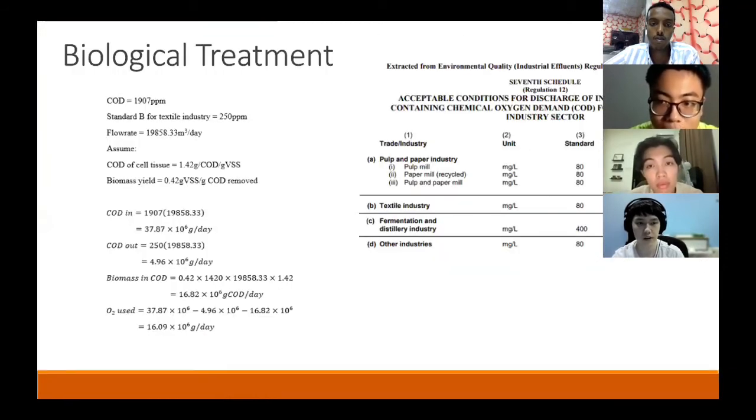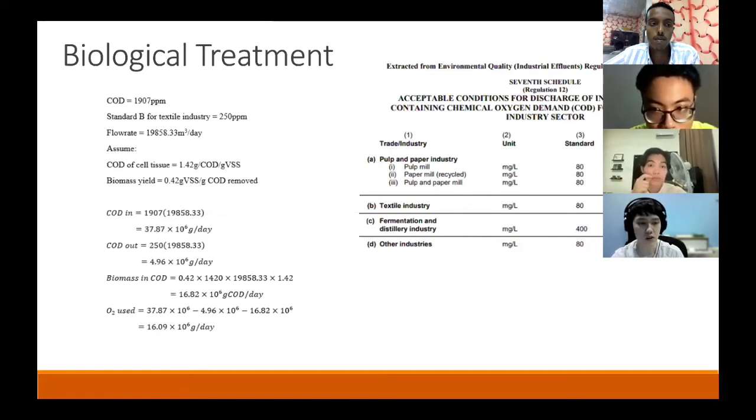Moving on to the biological treatment process. As you can see on the right, standard B for COD for the textile industry is 250 ppm. Our initial COD is 1,907 ppm, and the flow rate is 19,858.33 cubic meters per day.